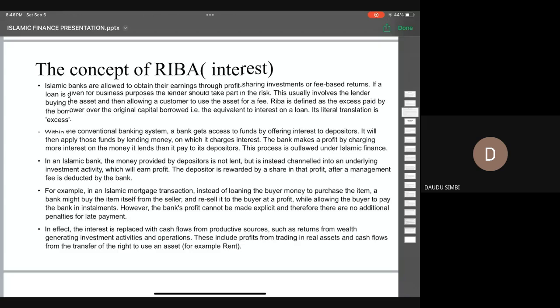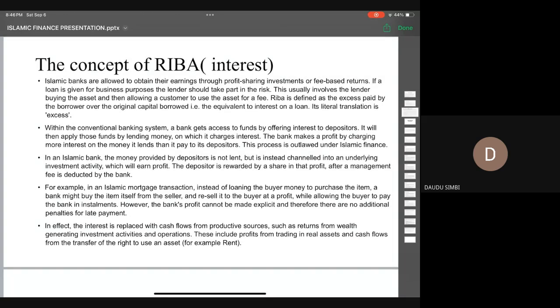So we'll be looking at the concept of riba, which is interest. Islamic banks are allowed to obtain their earnings through profit sharing investments or fee-based returns. If a loan is given for business purposes, the lender should take part in the risks. This usually involves the lender buying the assets and then allowing a customer to use the assets for a fee. Riba is defined as the excess paid by the borrower over the original capital borrowed, that is, the equivalent of interest on a loan.